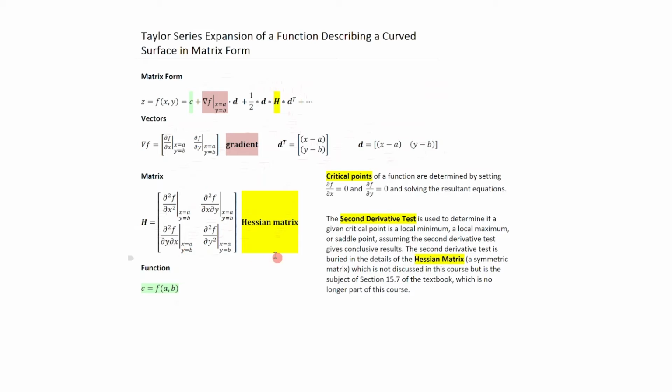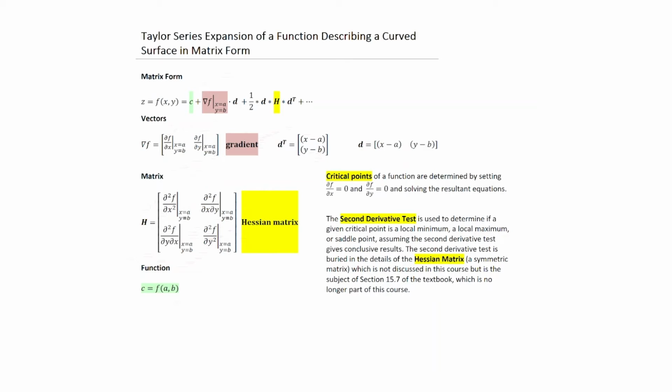Now, as an exercise, if I take D, times this matrix, times D transpose, I'll get the same expression as you saw on the previous page. So this is in a much more compact form, and it's much easier to work with in many cases.